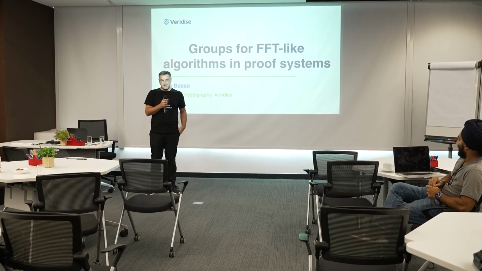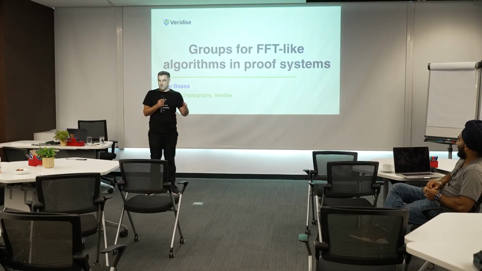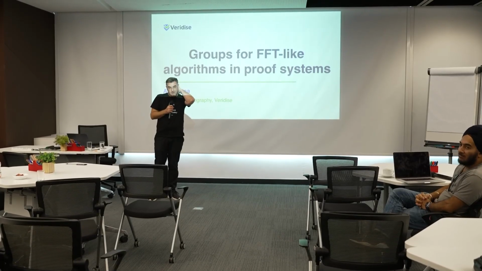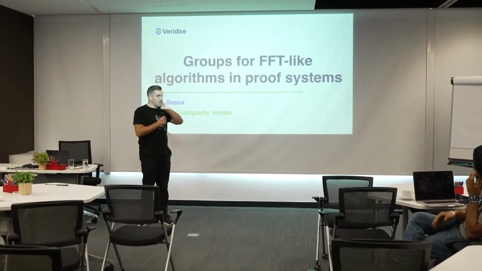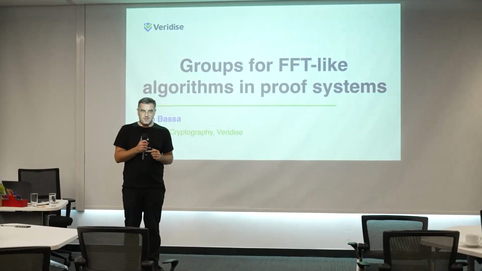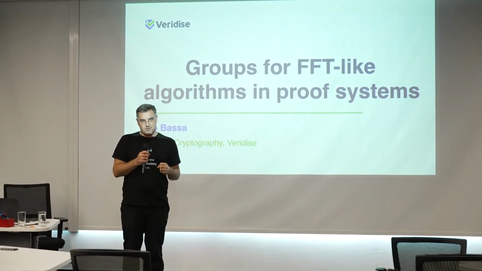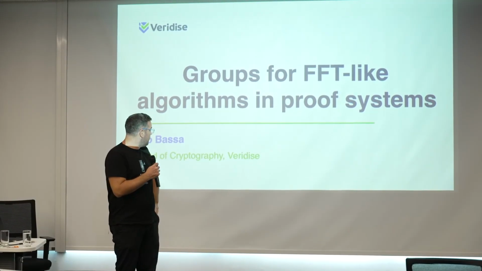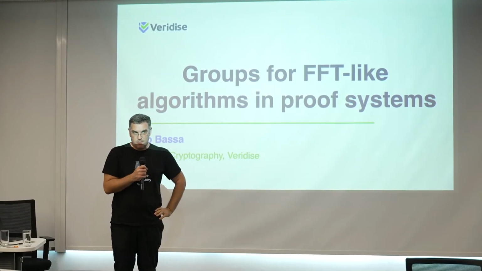at Veridise. So Veridise is a blockchain security company. We do audits, focusing mainly on the ZK space. And today I want to talk a bit about, you heard about FRI most likely, or fast Fourier transform. And I want to talk a bit about those new fast Fourier transform-like algorithms that have been popping up lately.